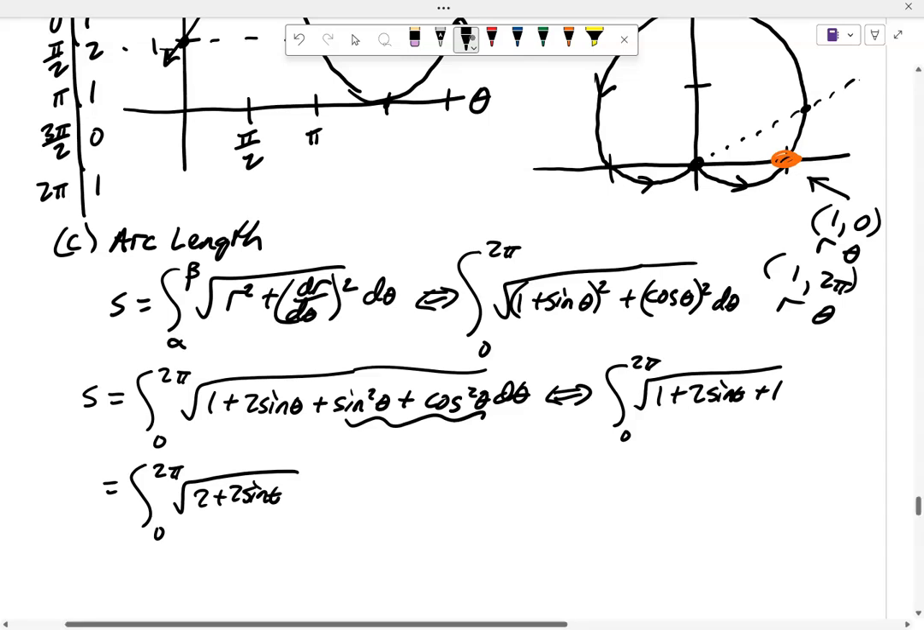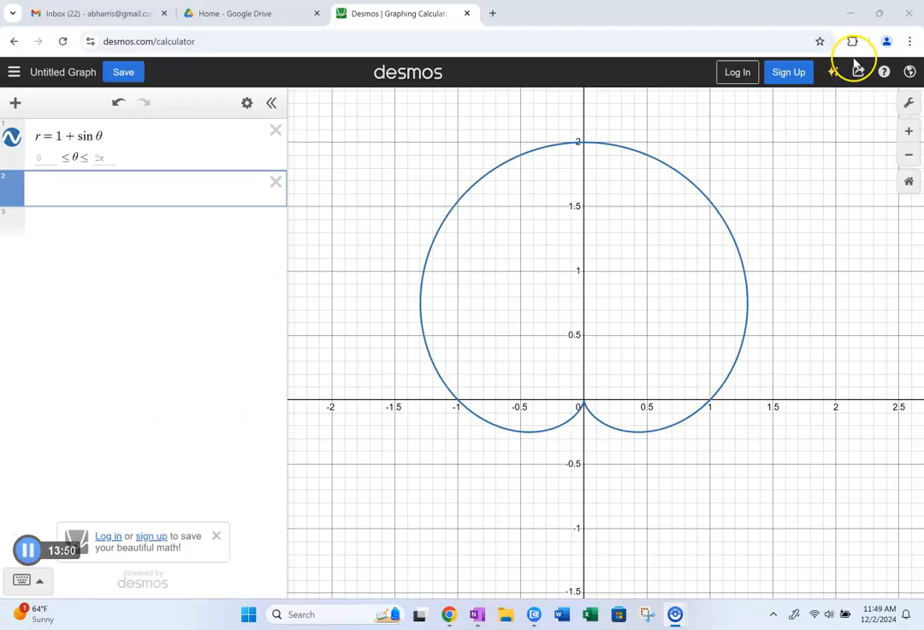Well, we could do a big mess of integration, and you could multiply by the square root of 2 minus 2 sine theta, top and bottom. But we're going to go ahead and use some software to do this. So I've graphed the cardioid, you can see that, and we're going to go around from this point right here, theta being 0, all the way around to theta being 2 pi. We're going to do this one with technology.